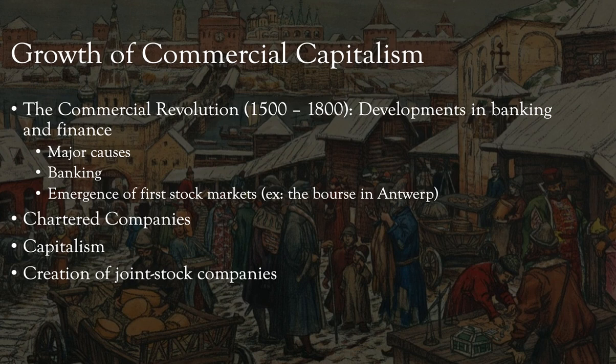Now, with the commercial revolution, we also see the rise of chartered companies. These chartered companies were essentially big, almost monopolies or corporations that were state supported and generally monopolized and controlled areas of trade. Examples of this would be the British East India Company or the Dutch East India Company, and there was also a British West India Company and a Dutch West India Company.